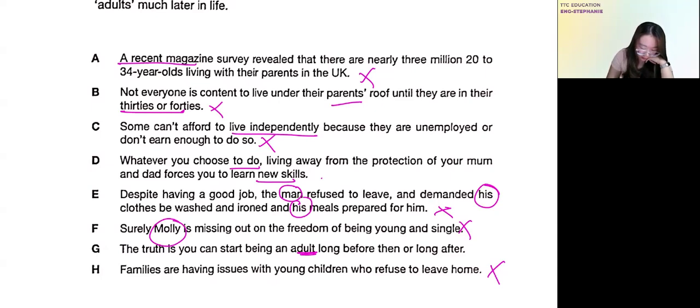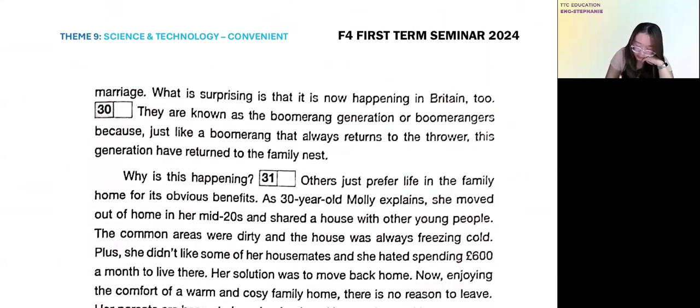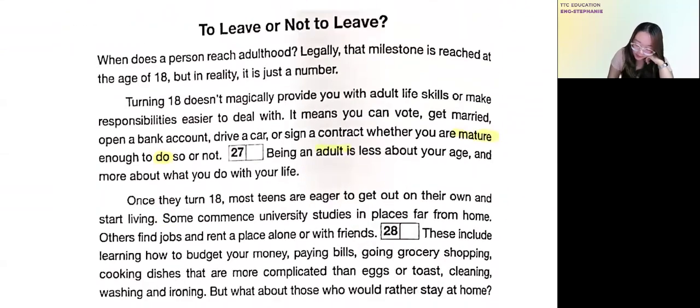Where am I? Oh, okay, here, options. So let me go back up. Just have to put it in and try to answer it. Very good, Jingy. Okay, so matured to do so. The truth is, you can start being an adult long before then or long after. Being an adult is less. See, so it flows correctly.